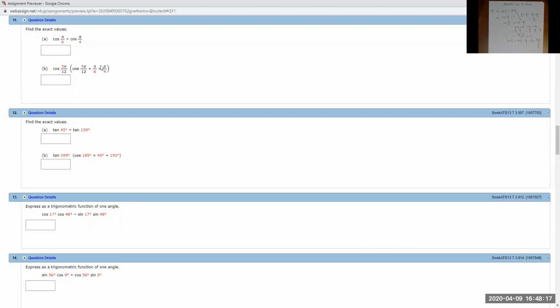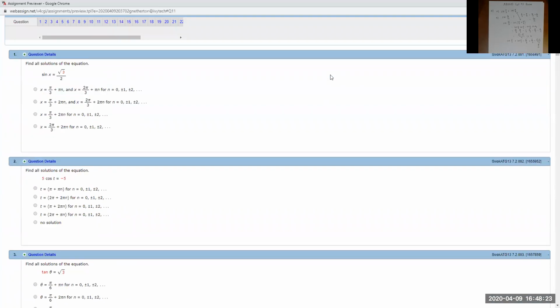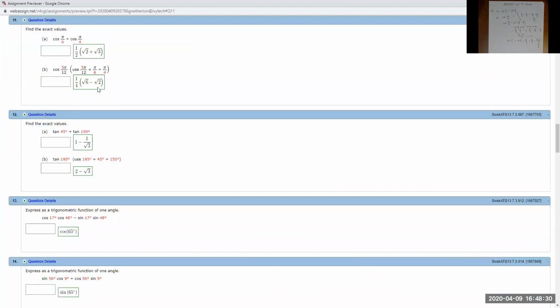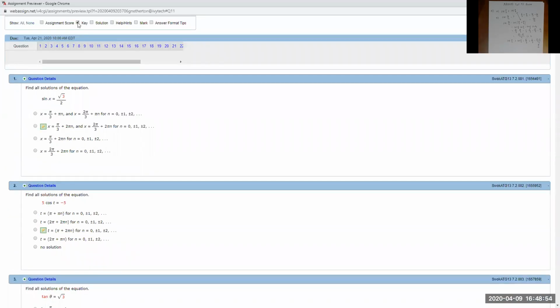So here's problem 11. Here's a problem we just did. Let's go, and I'll turn on the key. I found this thing, I can hopefully just click on the problem here, and it'll jump right to it. So part A, square root of 3 plus square root of 2 over 2. That looks correct. And part B, yes, our two answers are correct. All right, let's go on to problem 12 now.